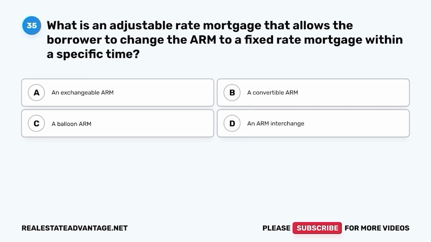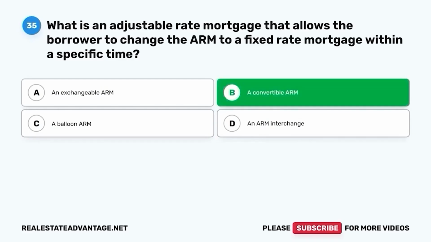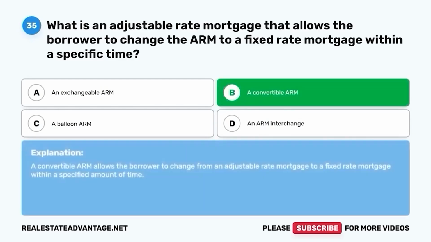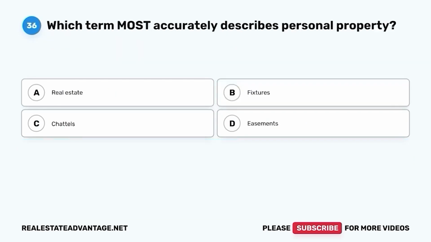Question 35. What is an adjustable rate mortgage that allows the borrower to change the ARM to a fixed rate mortgage within a specific time? A. An exchangeable ARM, B. A convertible ARM, C. A balloon ARM, D. An ARM interchange. The correct answer is B, a convertible ARM. A convertible ARM allows the borrower to change from an adjustable rate mortgage to a fixed rate mortgage within a specified amount of time.